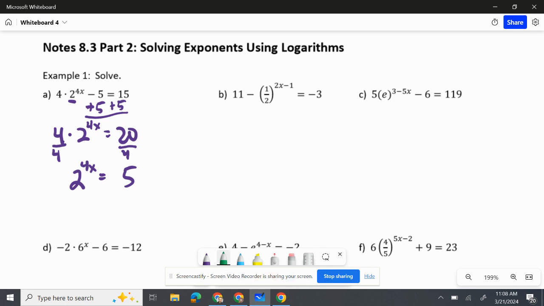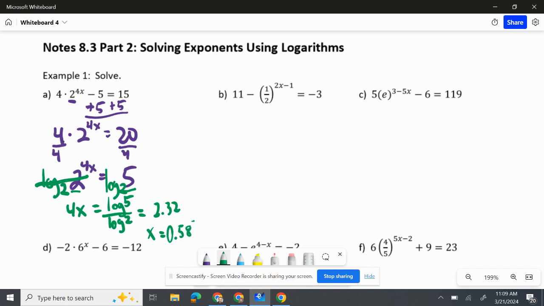Now, this is when we use logs. Remember, the bases are not the same. If the bases were the same, we could use exponents to solve it. Since the bases are not, we use the log base 2. When we do the log base 2, the twos cancel. They become 1. And so what we have is 4x equals, using the change of base formula, log of 5 divided by log of 2. And that gives me 2.32. Then I divide by 4, and I get x is equal to 0.58.